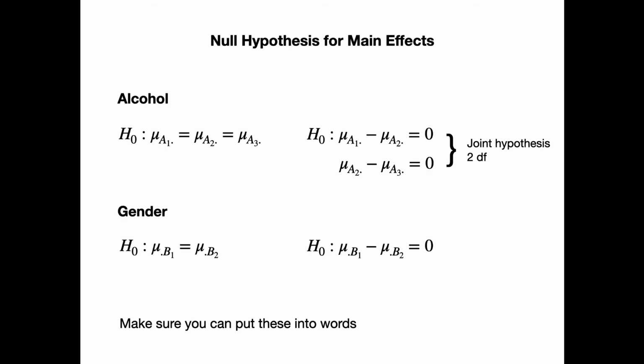So let's just review here for this alcohol. The overall way of saying it is that the marginal means are all equal to one another. The way you describe that in terms of differences is in terms of 2 pairwise differences: 0 drinks to 2 drinks, 2 drinks to 4 drinks, and that those differences are both equal to 0. So they jointly both have to be 0 in order for the null to be true. Again, make sure you can put these into words and post any questions you have.